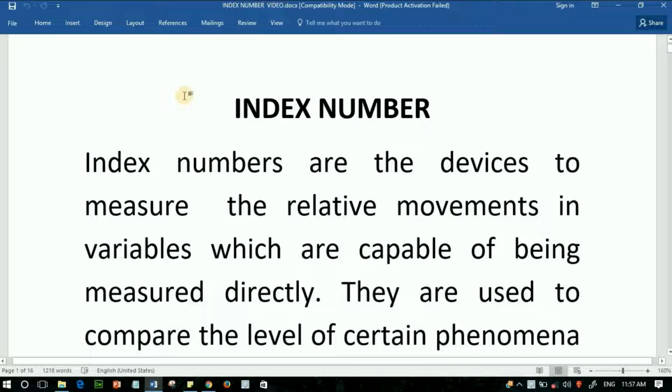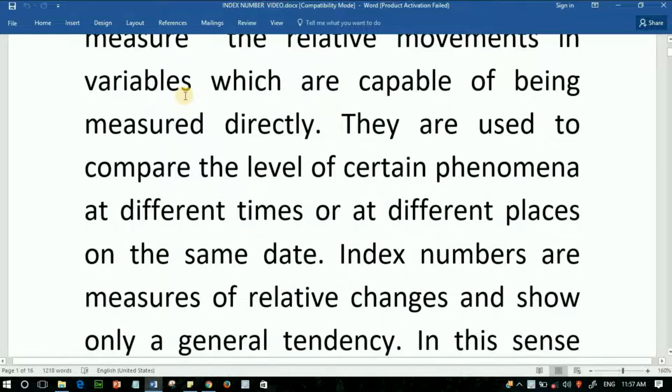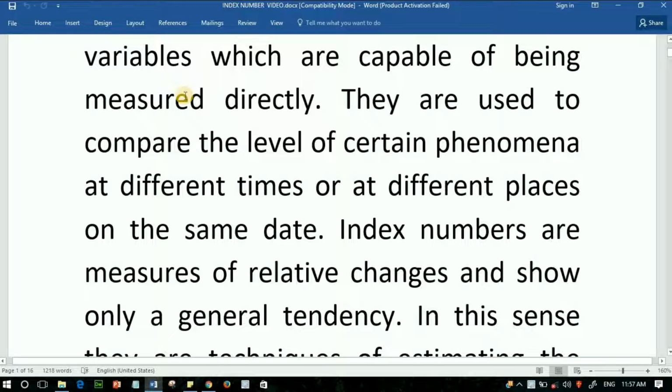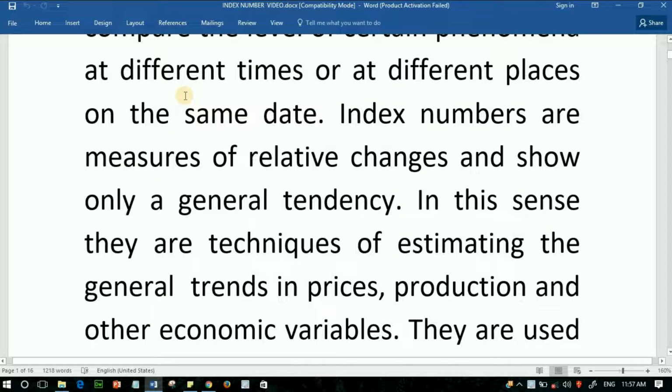Today we will discuss index numbers. Index numbers are devices to measure the relative movements in variables which are capable of being measured directly. They are used to compare the level of certain phenomena at different times or at different places on the same date. Index numbers are measures of relative changes and show only a general tendency.